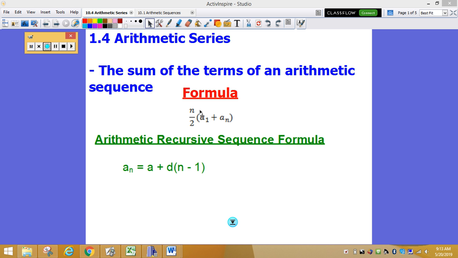This is the formula to find the sum of the terms, and we're going to go back and use this formula that you used in the first lesson. This will tell us what the nth term is. So if I say I want the 16th term, we're going to use this formula. So write both of these down, pause it, write them down, and then we'll continue.